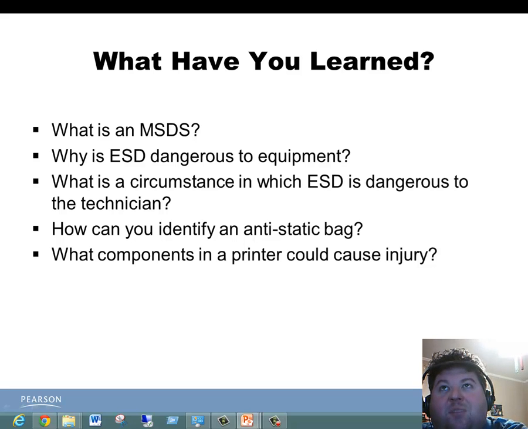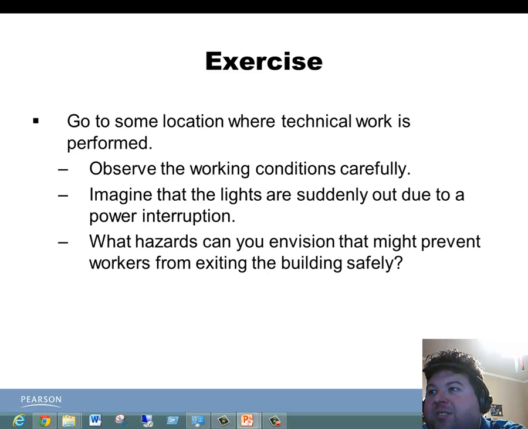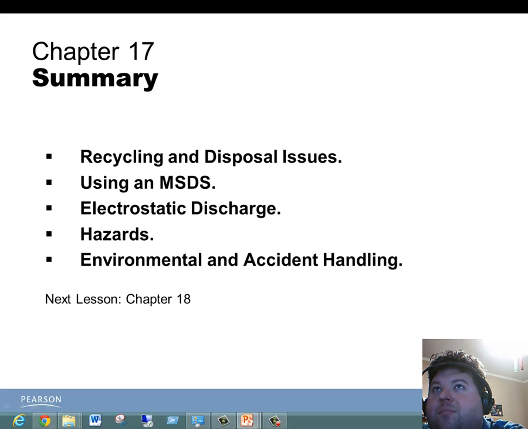So that is a quick rundown. Some things you should have learned here: what an MSDS sheet is, why electrostatic discharge is dangerous, and what to do about ESD. I'm sure you can all identify an anesthetic bag and what components of a printer could cause injury. So that is a rundown of Chapter 17.